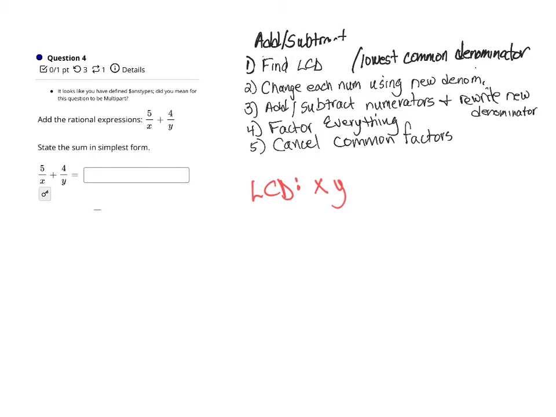So that is our new common denominator. So I'm going to put xy. Wait, I'm going to write up here. 5 over x plus 4 over y is our problem. I'm going to change this to where I have a denominator of xy. So I am looking between the old denominator and the new denominator. And what is missing is a y.